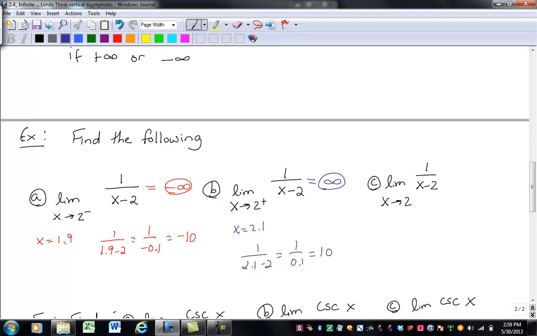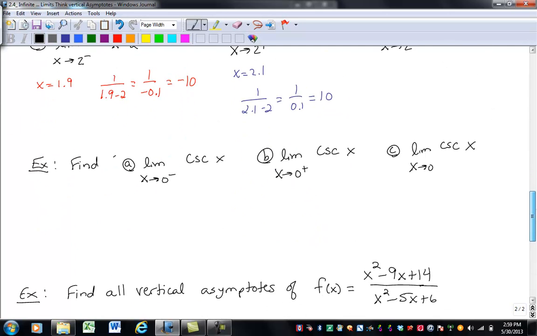On the left-hand side, when I'm smaller than 2 and I plug in, I have negative values, so it has to be negative infinity. On the right-hand side, I plug in numbers larger than 2 that are close by, and I get positive numbers. That one has to go to positive infinity. But since these two limits are different, the overall limit does not exist because the right and left-hand limits are not equal.